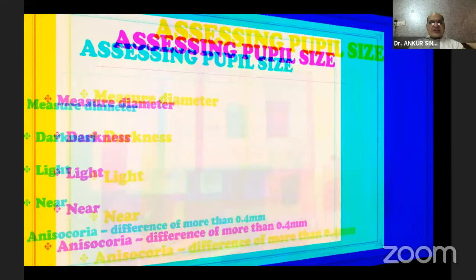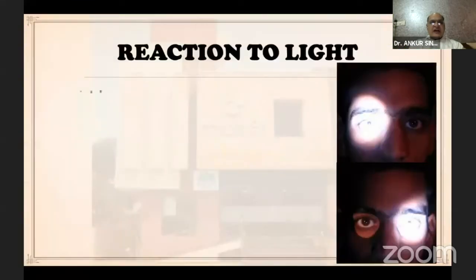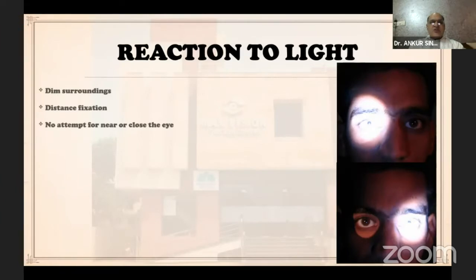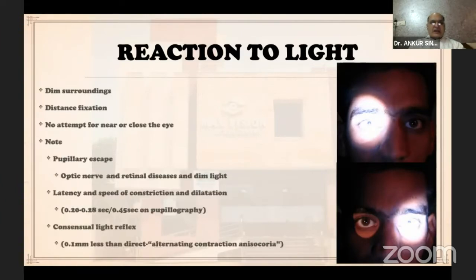Now, for testing reaction to light, we should have dim surroundings and ask the patient to fixate at a distance. There should not be any attempt to close the eyes or look at near, as that can constrict the pupil. Look for the pupillary constriction, speed of constriction and dilatation, and pupillary escape, which can be there in optic nerve and retinal disorders, where the pupil constricts and dilates again. Consensual light reflex should also be noted.